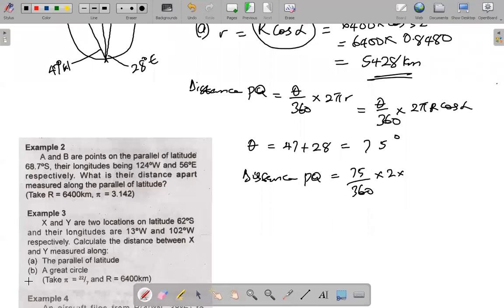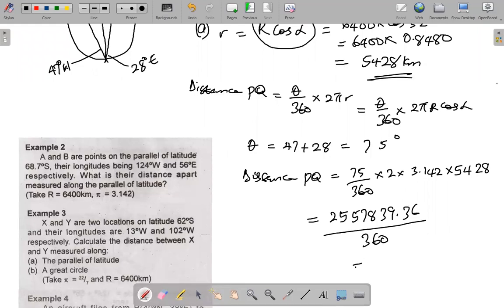3.142 times r cos alpha is already here, which is 5,428, which will give us, when we multiply all of that together, 2557.8, 39.36, and divided by 360, which gives us 7105.1, so approximately 7105 kilometers, the distance between P and Q.